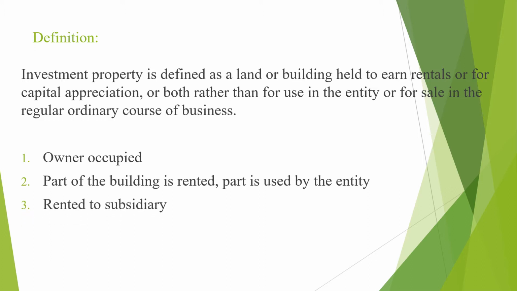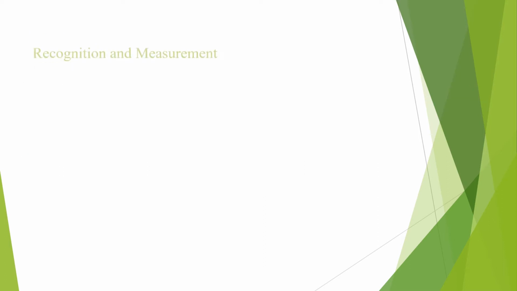Rented to subsidiary. If an entity has rented a building to its subsidiary, then in the individual books of the entity, it will be recognized as investment property because it will be earning rentals from the subsidiary. But when you are consolidating the statements, it will be reclassified in the consolidated statement as property, plant and equipment. This is because the asset is used by the group as a whole and should be accounted for as property, plant and equipment.